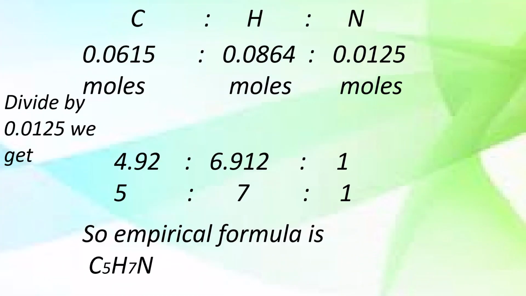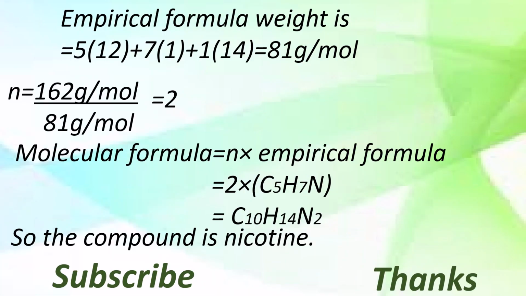Now we will apply ratios. Carbon is to hydrogen is to nitrogen. Moles of carbon 0.0615 moles, moles of hydrogen 0.0864 moles, moles of nitrogen 0.0125 moles. Because in all these three values, the smallest quantity is 0.0125 mole, so we will divide by 0.0125. We get 4.92 is to 6.912 is to 1. Because 4.92 is approximately equal to 5, 6.912 is approximately equal to 7, and 1 is equal to 1. So the empirical formula is C5H7N1. So this is the empirical formula or simplest formula. We have calculated empirical formula.